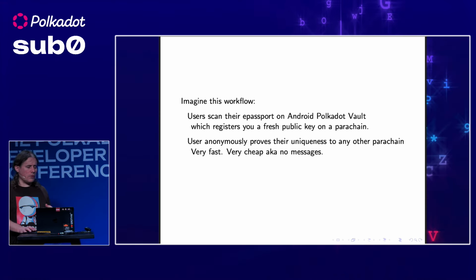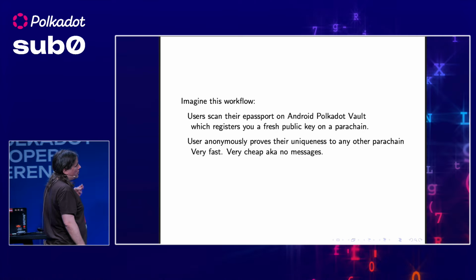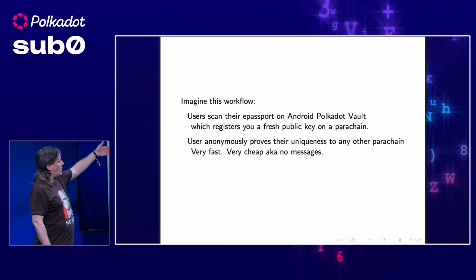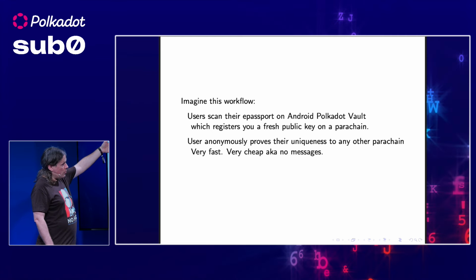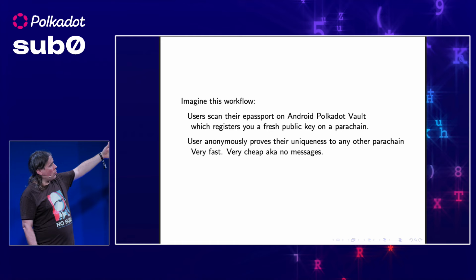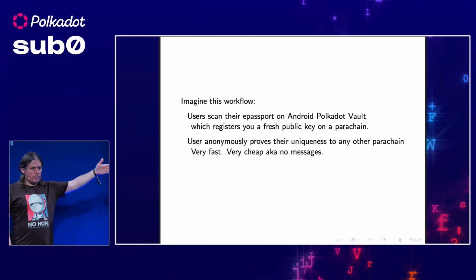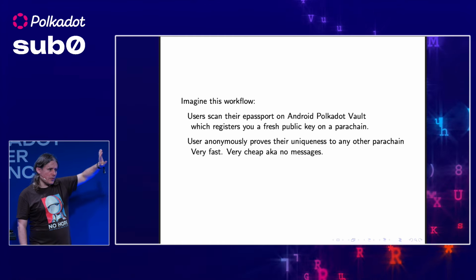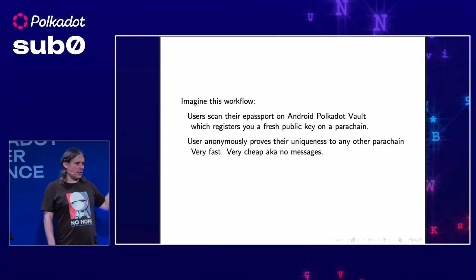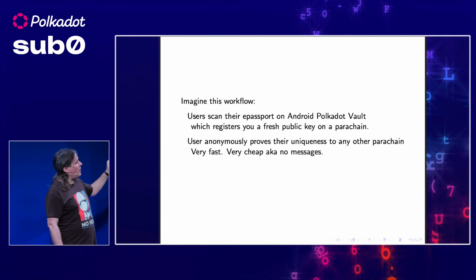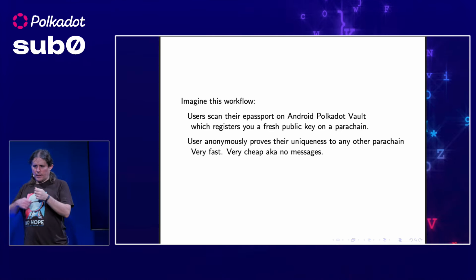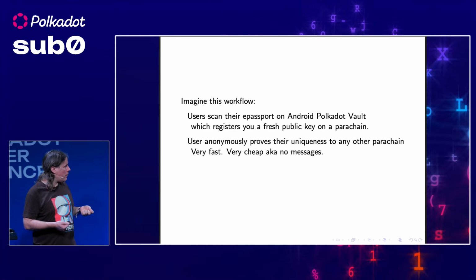Okay, so here's a workflow, probably should have done these slides in the opposite order, but here's a workflow that I think makes some kind of sense. We have the users, they scan something like a government identity document, which shoves that into a zero knowledge proof so that none of that will be leaked on chain. And then this just registers the user's public key in a database, a parachain, whatever.